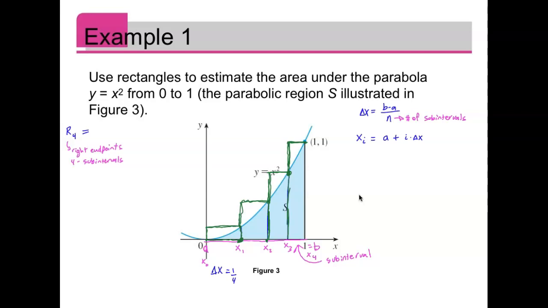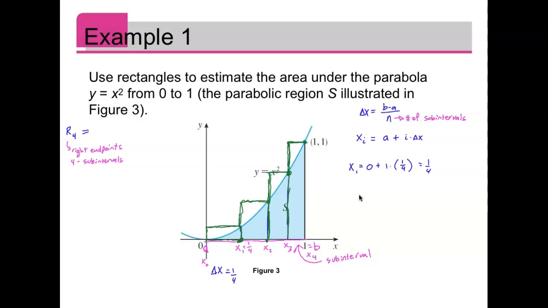So for example, let's say I want to know what x1 is. I'll take my a, which is 0 in this case. I'll add 1 times delta x, which is 1/4 for us. So x1 is 1/4. That's just the actual value of the x coordinate there, right?